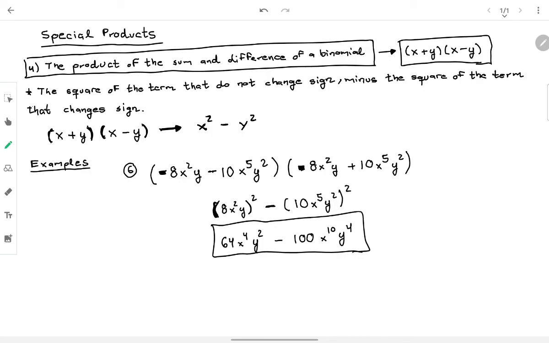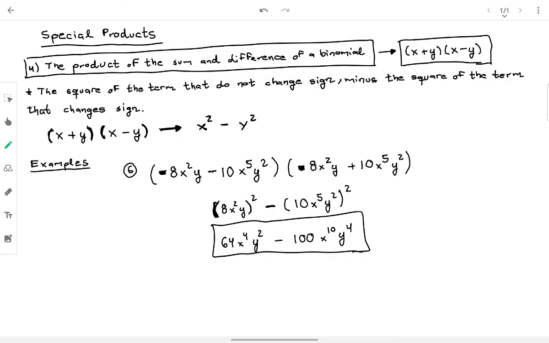So don't worry if we got two negative ones. The one that doesn't change sign will stay as positive at the end because negative multiplied by negative is positive. So don't worry. The rule is the square of the term that does not change sign minus the square of the term that changes sign. So we will need to follow that. And this is going to be one of the most simple topics of special products.